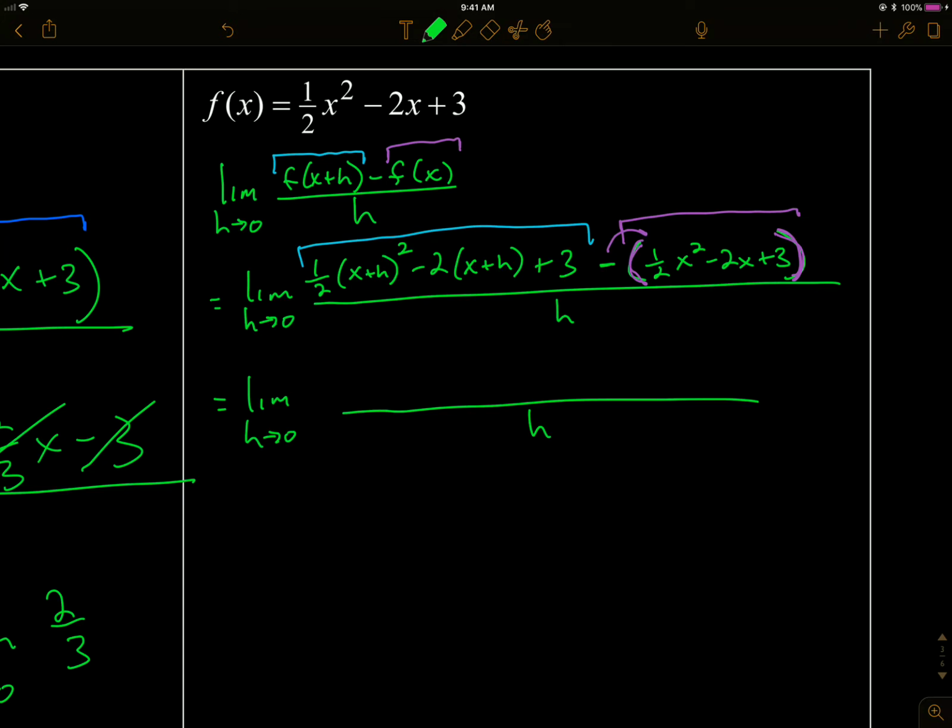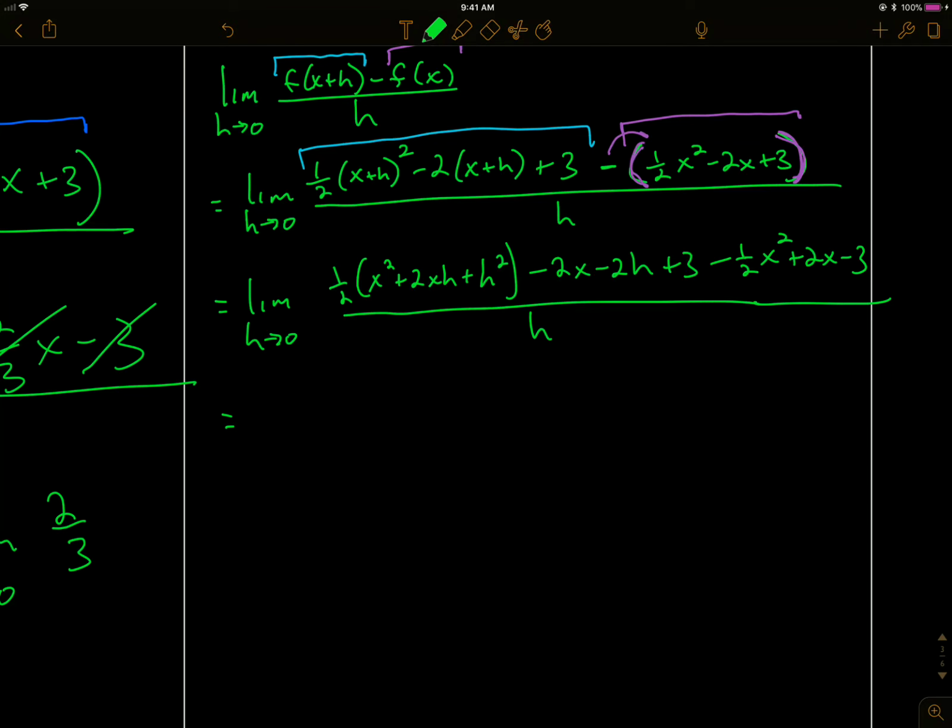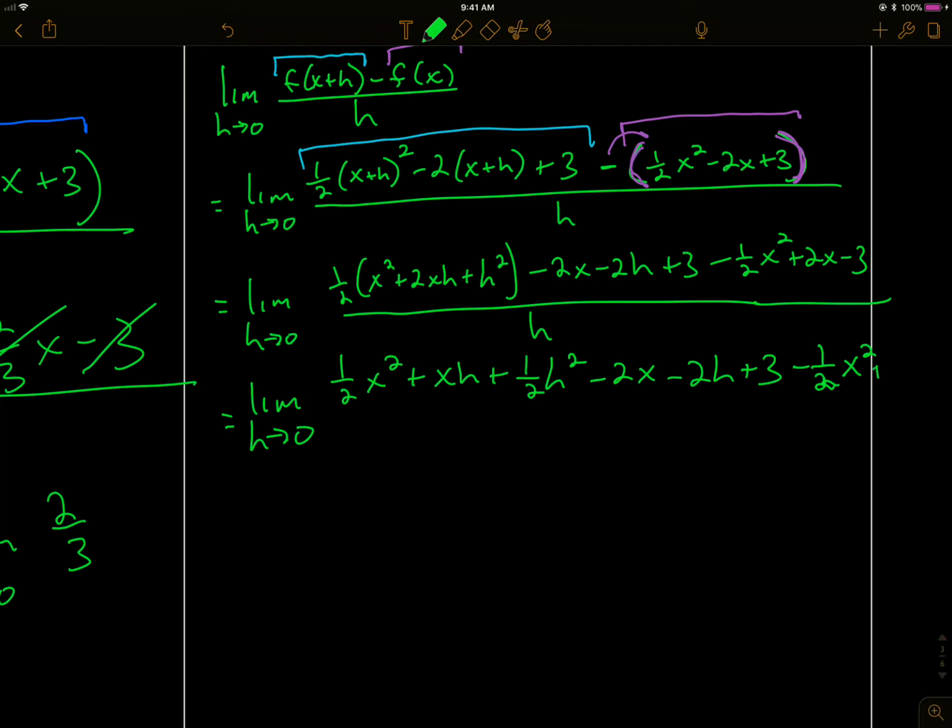So on top, I'm going to square the x plus h. I'm going to distribute the -2 and distribute the minus sign. Now I've got to distribute the 1/2. That's 1/2 x squared plus 2x minus 3 all over h.